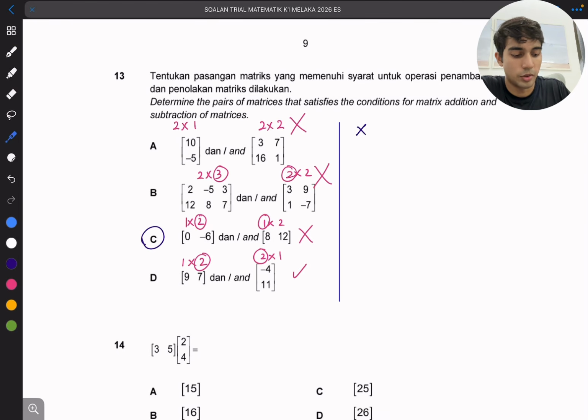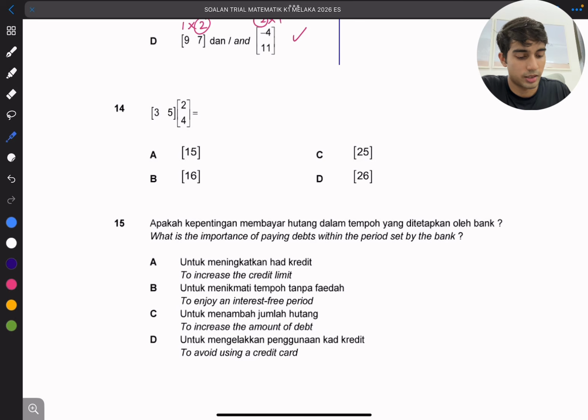Okay, I think most students they might have put this as the answer because normally they ask for multiplication. So to check if you can multiply or not, you check these numbers. But here they're not asking for multiplication, they're asking for addition. Addition means the shape must be same. Multiplication, these two numbers must be same. Okay. Right. Next one.